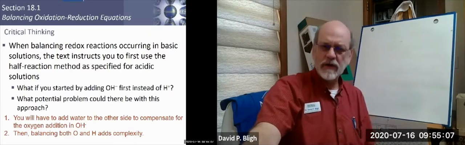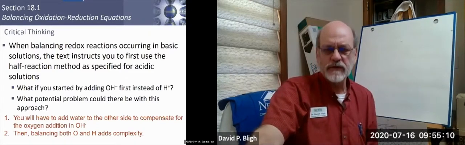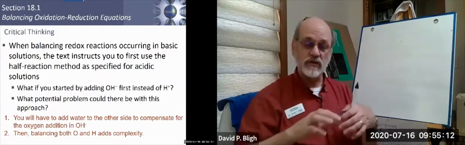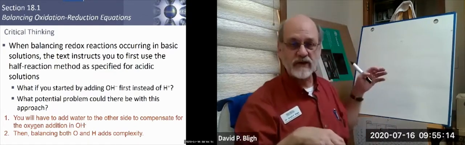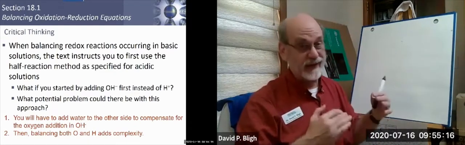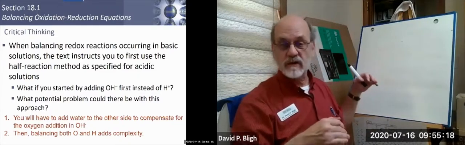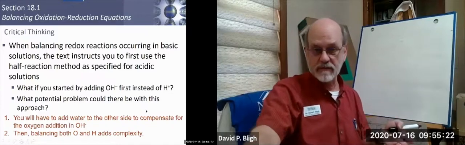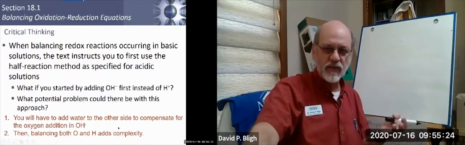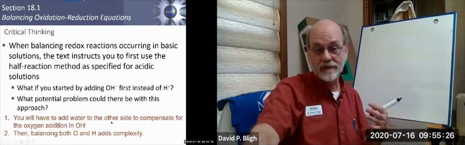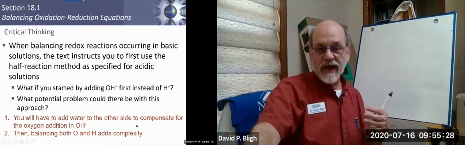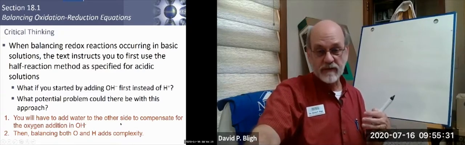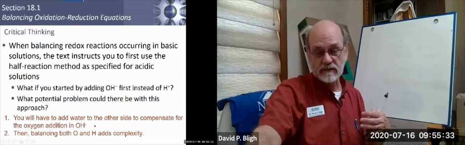What if you started by adding hydroxyls first instead of hydrogens? If you were to approach this as a half reaction basic from the beginning, then you would have to add hydroxyls somewhere, right, instead of hydrogens. So what potential problems could you encounter? Well, you have to add water on the other side to compensate for the oxygen in the hydroxyls. That's one way.